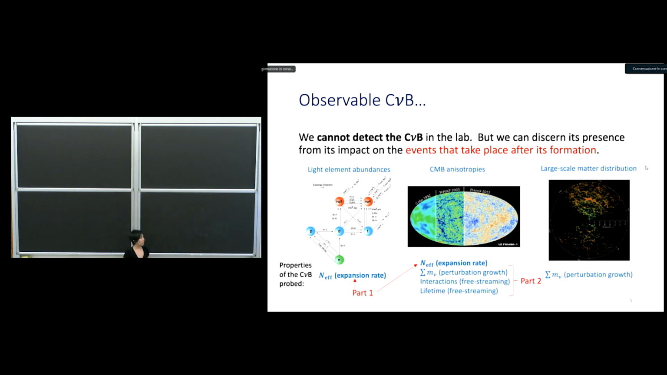Okay, so today I'll tell you about how the light elements and the CMB anisotropies are sensitive to this N-effective parameter, which I'll define in a bit. At least I'll do that in part 1. And in part 2 of this lecture series, I'll tell you about how neutrino masses and interactions can impact the CMB and the large-scale structure distribution.